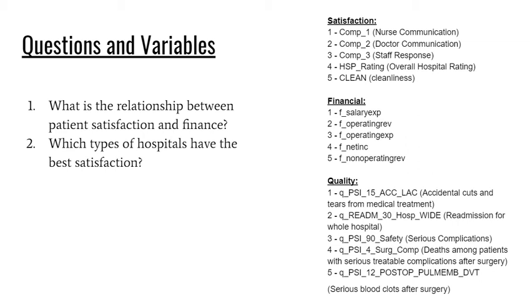And for the 5 quality variables, we chose accidental cuts and tears from medical treatment, readmission for the whole hospital, serious complications, deaths among patients with serious treatable complications after surgery, and serious blood clots after surgery. The next step was to investigate the variables and see which ones have a relationship.